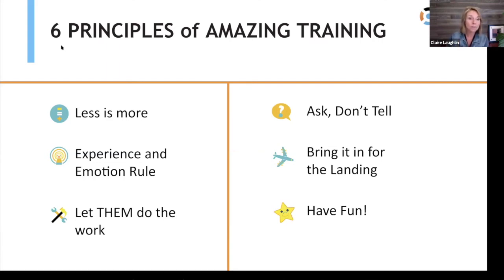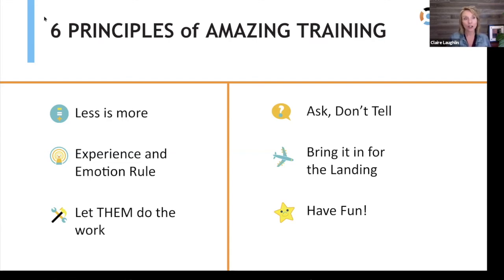Let them do the work. They will not remember it if I walk in, and in fact, you know what would have happened? I would have come in with 6 principles and they would have said, oh, these are nice, Claire, but we want to make our own. That's what they would have said. Okay, so let them do the work. Ask, don't tell. If there's ever a time when you can ask a question instead of telling the answer, you're going to get more leverage out of that.